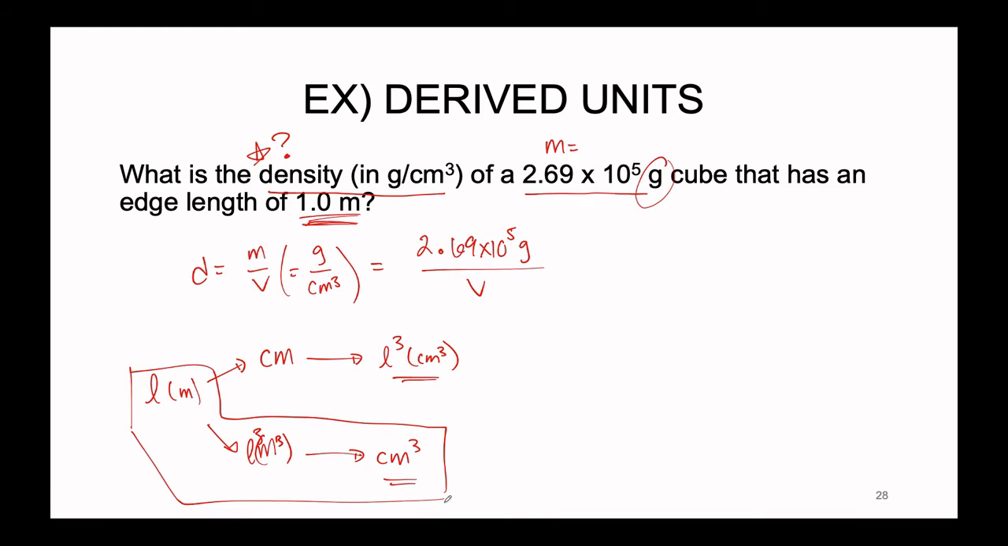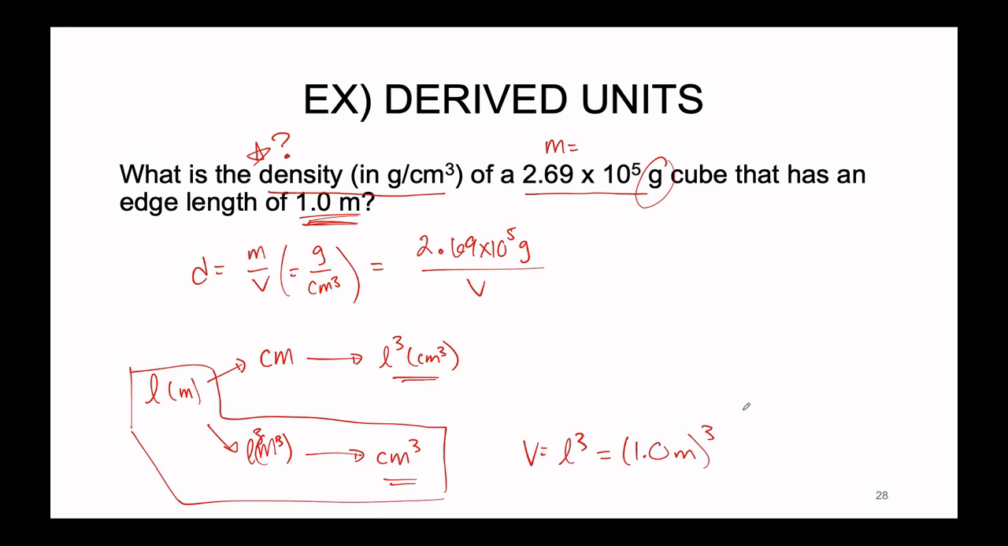All right, so we are going to take our length and we are going to convert it into a volume. A length to volume calculation just means that we're taking our length and we are going to cube it. So our volume is length cubed. And in order to solve for this volume, all we need to do is take our 1.0 meters and cube it.